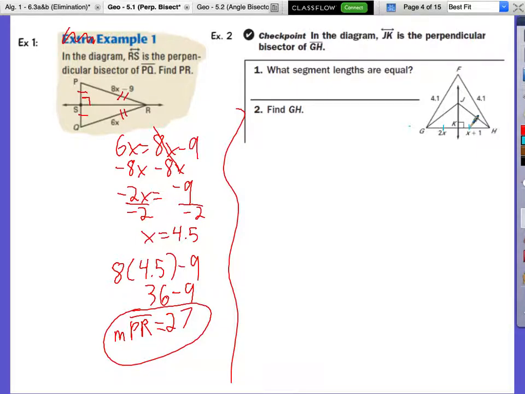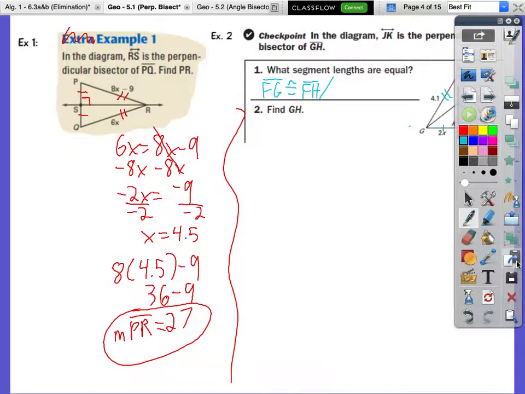Max, go ahead. FG and FH. Okay. So yep, we're told they're both 4.1, right? So if they're 4.1, then they have to be the same length. Because we're told length, we know that segment FG is congruent to segment FH. And there's two other pairs I'm looking for right now.